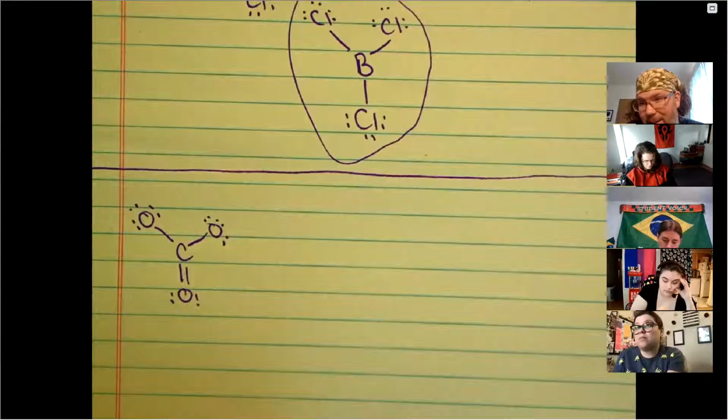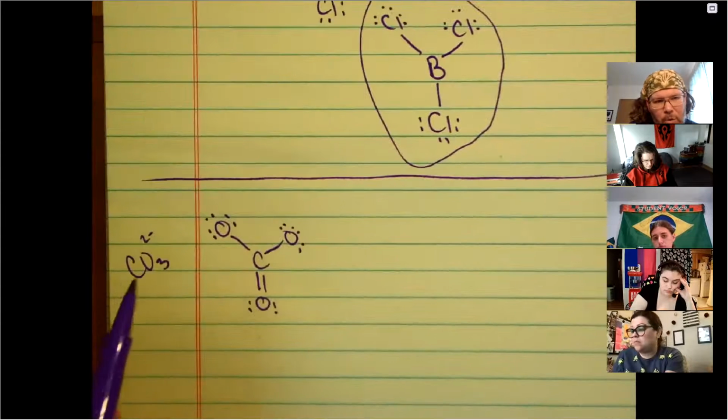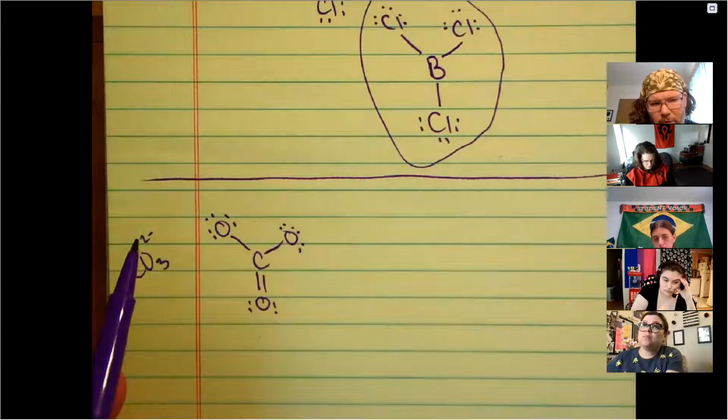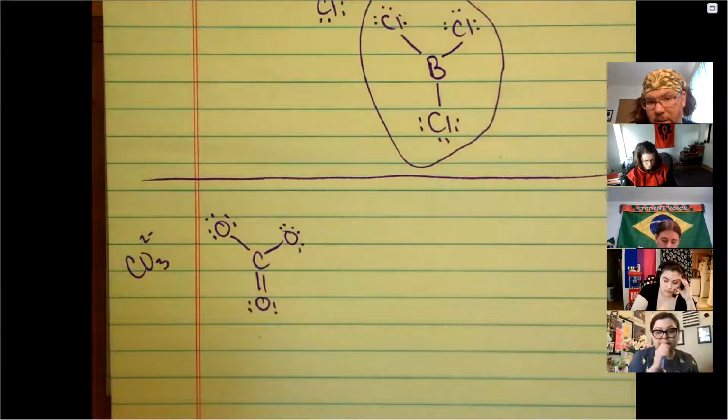a full octet. And we have used exactly 24 electrons, which is how many total valence electrons CO3 2- has. So 4 from carbon plus 18 from the 3 oxygens is 22, plus another 2 for the -2 charge gives us 24 valence electrons.